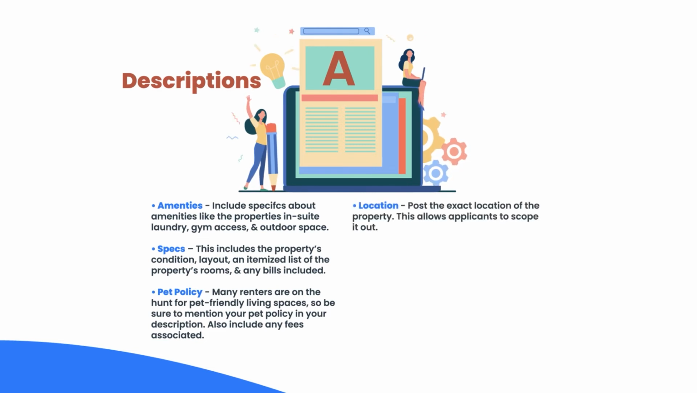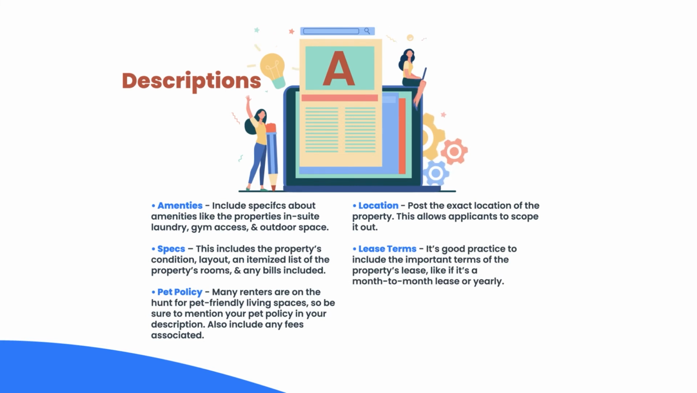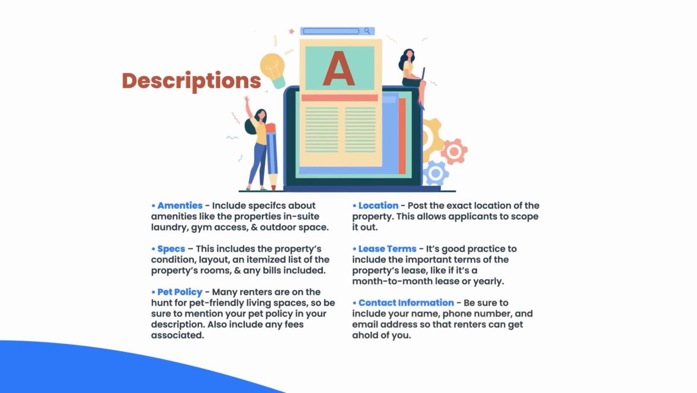Location. It's important to include the exact location of the property. This also gives your applicants a chance to scope it out on their own from a distance before setting up an official showing. Lease terms. It's good practice to include the important terms of the property's lease, like if it's a month-to-month lease or a yearly lease. Contact information. If you don't provide your contact information, it's pretty unlikely that you'll hear from interested renters.